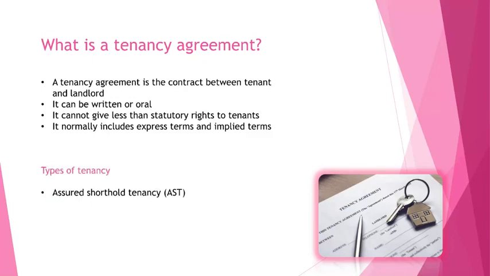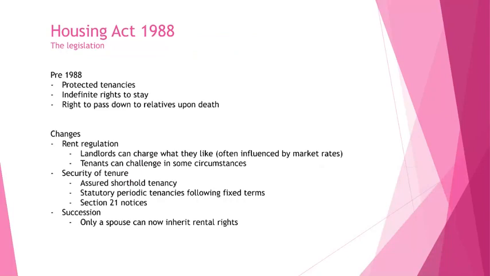The types of tenancies that you'll tend to issue is AST, which is your assured shorthold tenancy. There are others. There are assured tenancies, which some of you may well remember from many years ago, company lets, which aren't covered by the Housing Act, and regulated tenancies. So the Housing Act 1988, what we're going to look at today is tenancies that are covered by this legislation.